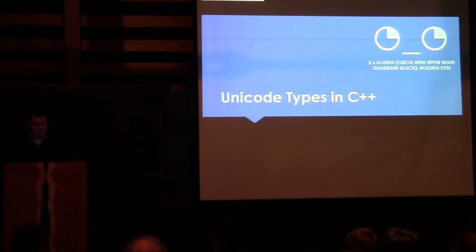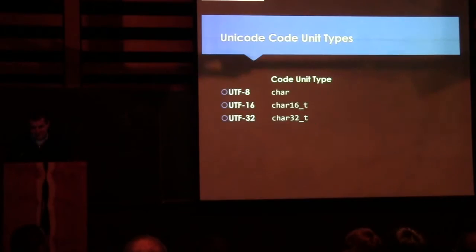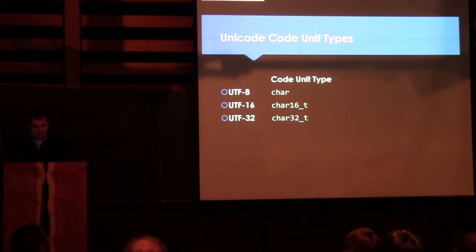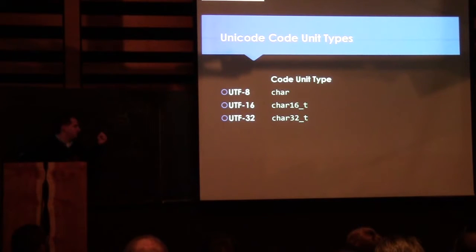So that's enough about Unicode in theory. Let's look at the amazing Unicode support in C++. C++11 adds a number of Unicode code unit types. Char, of course, has always existed, and it can be used to represent a UTF-8 code unit. UTF-16 code units can be represented using char16_t, and UTF-32 with char32_t.